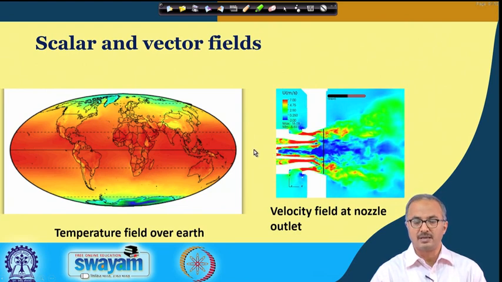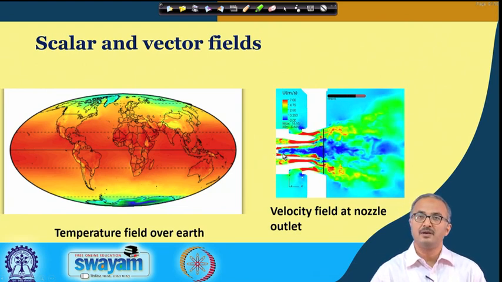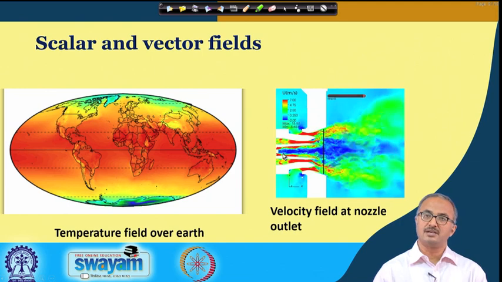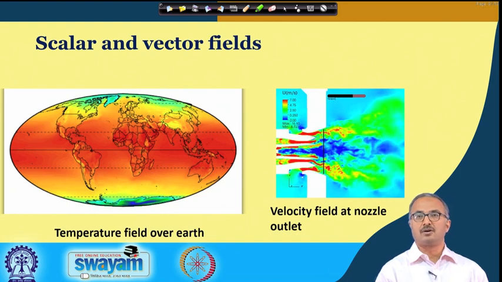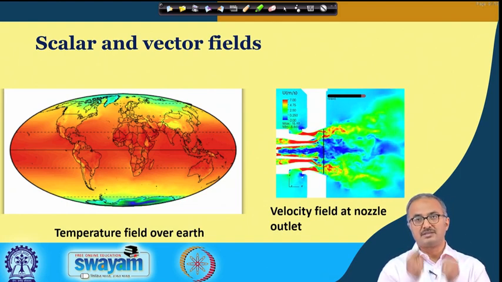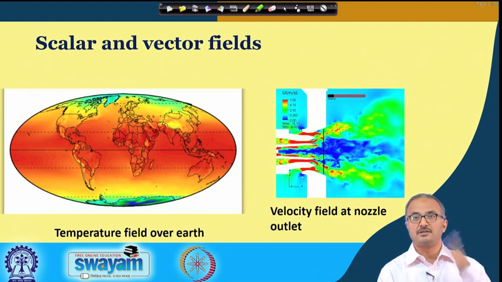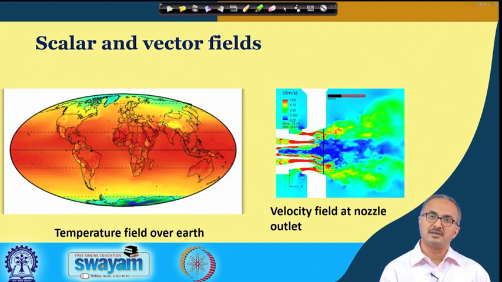In this particular picture, we are showing a velocity field at a nozzle. Some exhaust gas is coming out. For example, when a satellite is launched, the exhaust gas comes out from the tail. You can see this when you see a picture on TV.